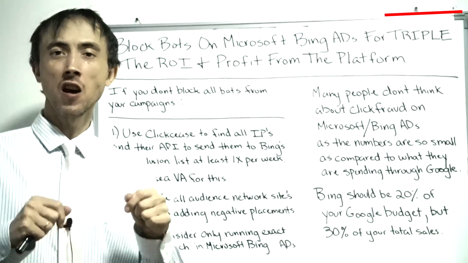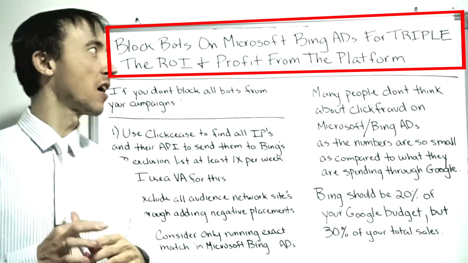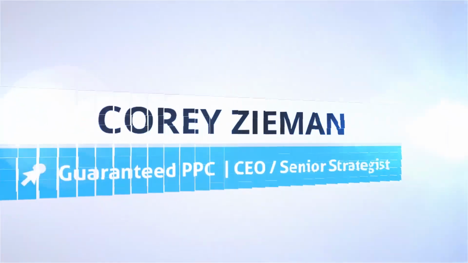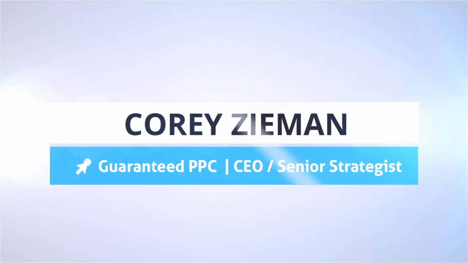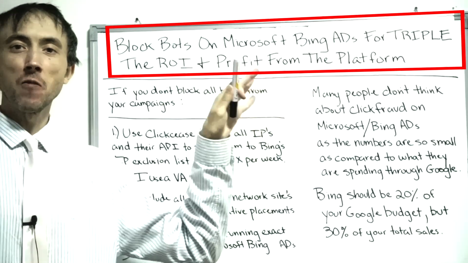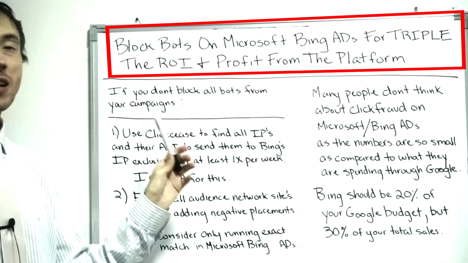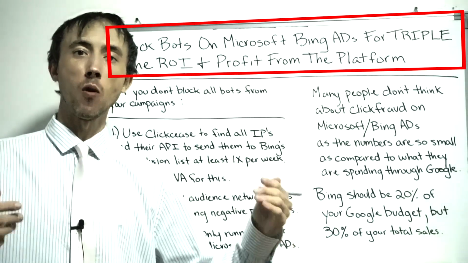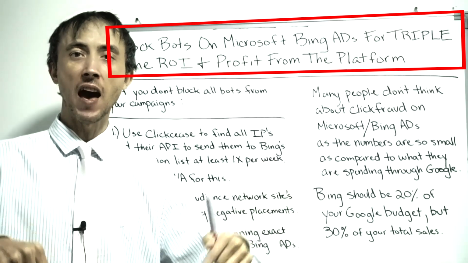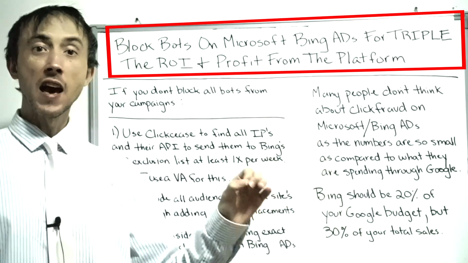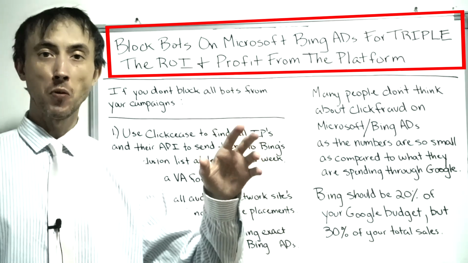Today's video, we're going to talk about Microsoft Bing ads and how you can triple, yes, triple the profit and ROI that you're getting from your account by doing a couple small changes to get rid of all the nasty bots and or competitors clicking your ads and driving your ROI into the gutter. So yes, this is a bigger problem than most people realize.